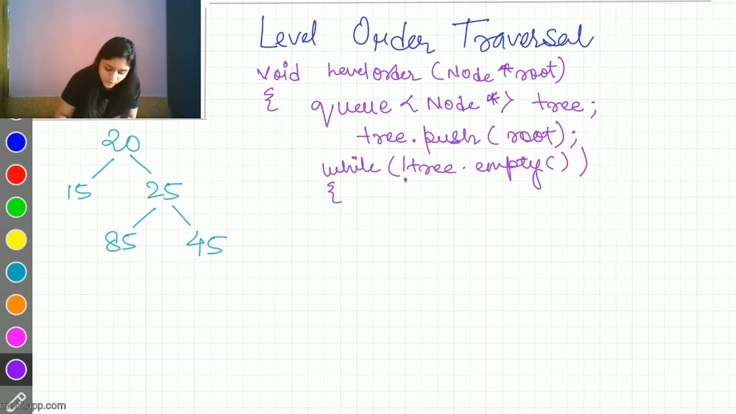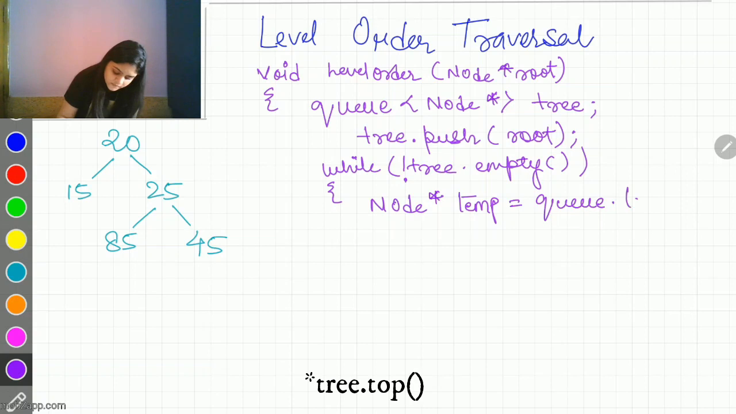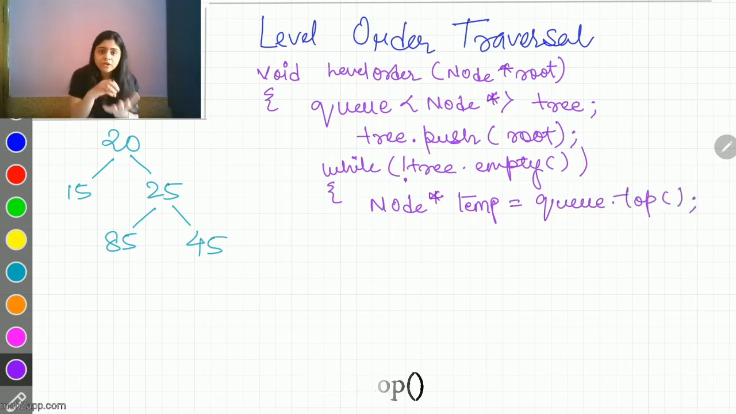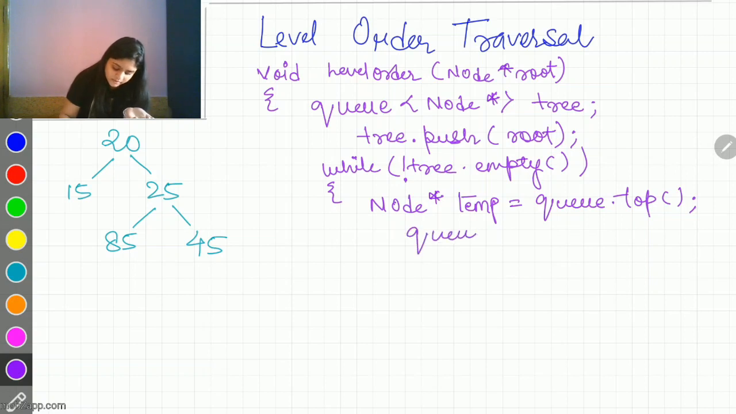So first of all, what we will do is we will take a temporary node. Let's just call it temp. We will put the top of our queue in it. That means whatever is in the front of the queue, whatever we pushed in front, we will take it out and we will pop it from the queue because we won't need it any longer after this point.